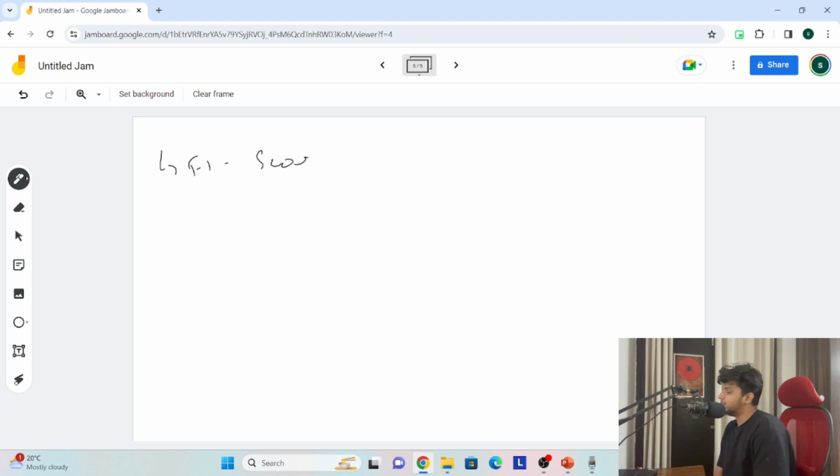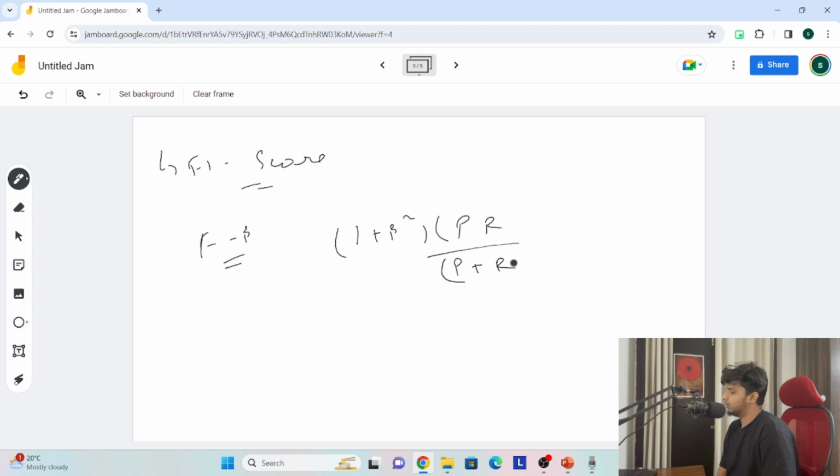F1 score comes from the idea of the F beta score. F beta score is a big formula, well, it's not that big a formula actually. I think it's 1 plus beta square upon precision recall, right? So this will be like precision recall upon precision plus recall, and I think beta comes here as well. Yeah, if I'm not wrong, this is the formula for F beta score, and if you put beta's value as 1 here, this will come as 2 precision recall upon precision plus recall.